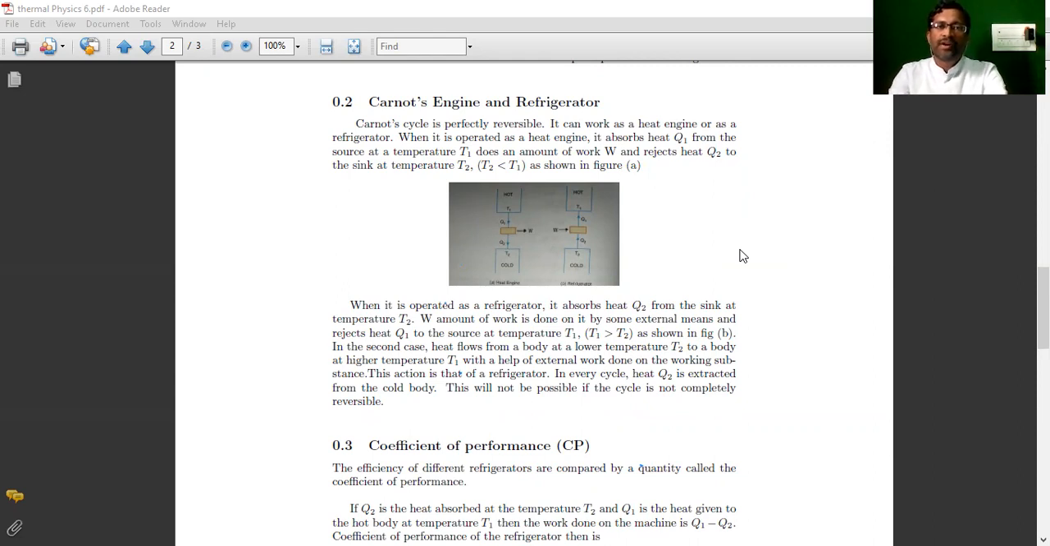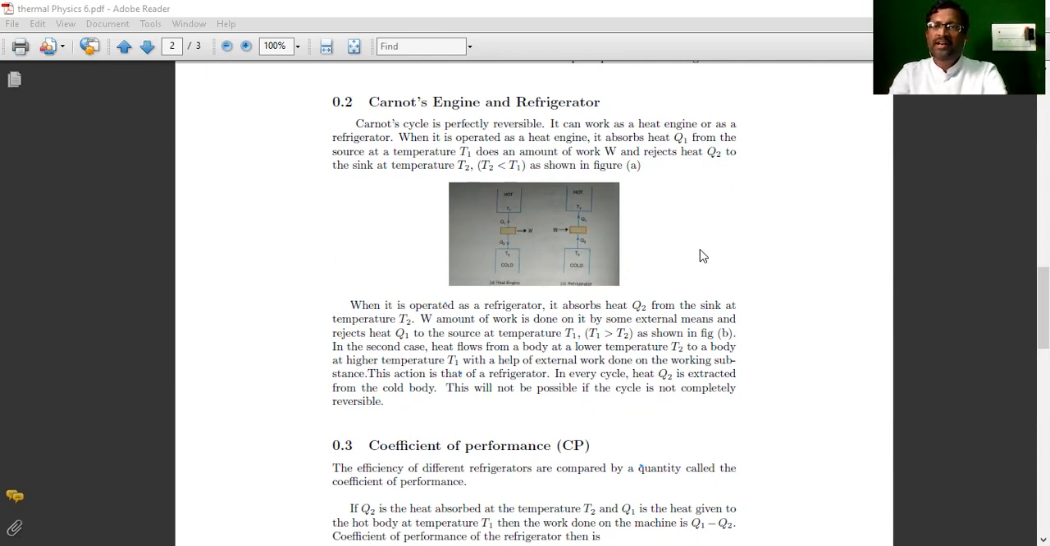Now, when it is operated as a heat engine, it absorbs heat Q1 from the source at a temperature T1, does an amount of work W, and rejects heat Q2 to the sink at temperature T2. Of course, T2 is less than T1, and this is shown in the figure A, which we have already seen earlier.